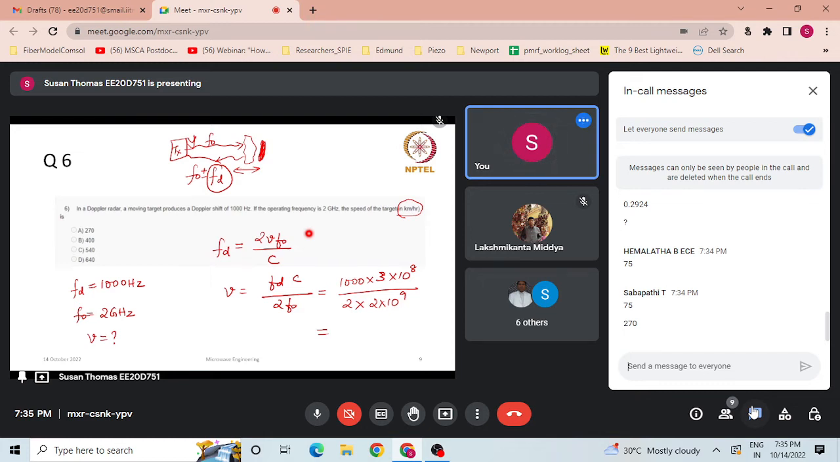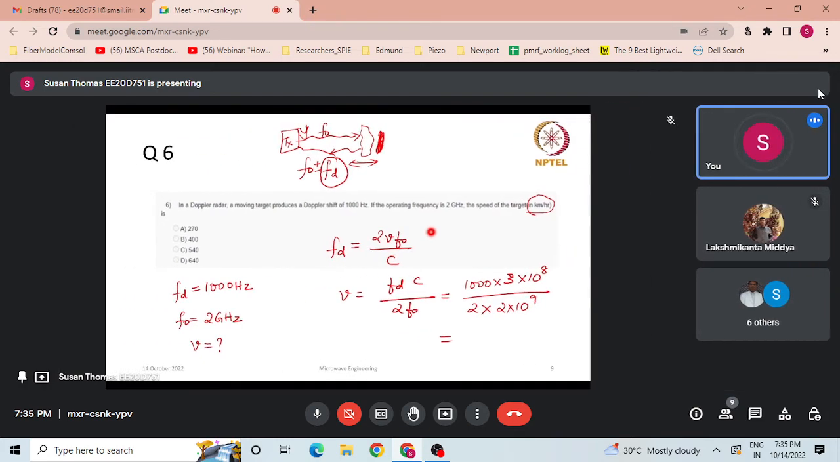Yes, you calculate, you will get the answer. Yes, you are right. You will get 270 kilometer per hour. It's the closest value to what we calculate. So this is option A. I hope this is clear. Any doubts?